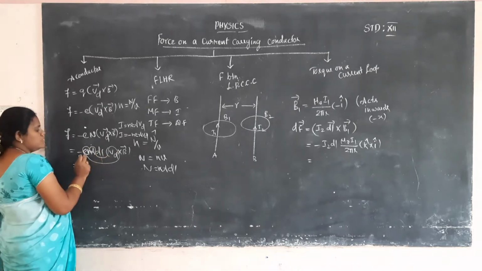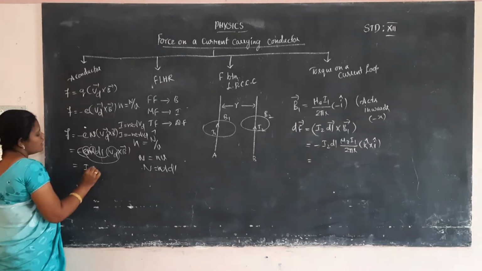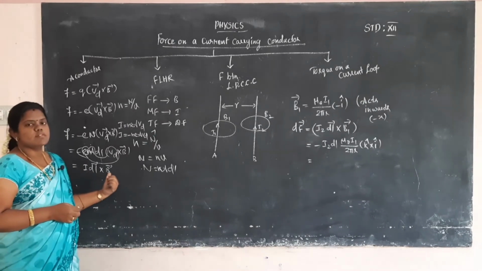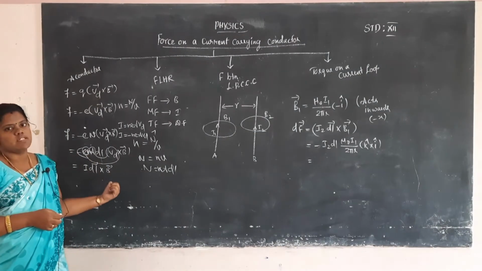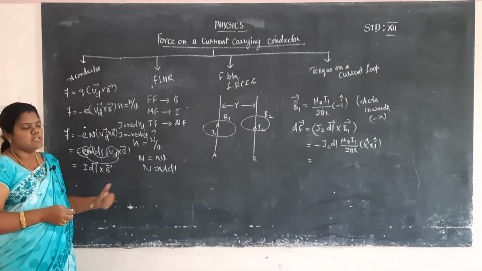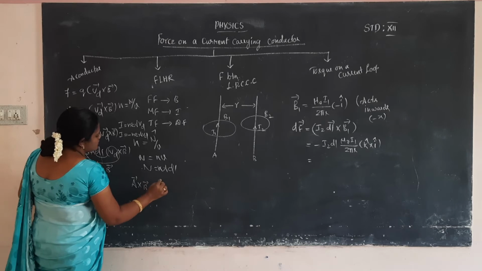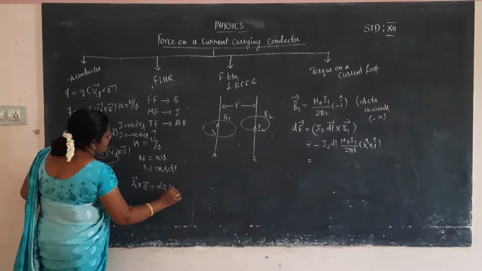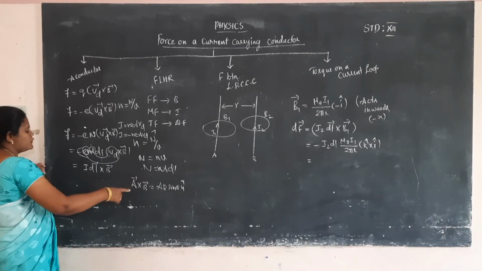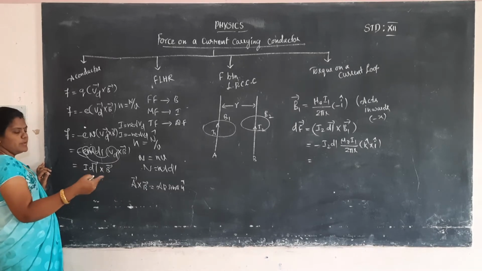So instead of nAvd, I put IdL, including a minus sign, IdL vector cross B vector. Already I told that A cross B, the vector product of A and B, is AB sin theta n cap. Already you learned this in the 11th standard second lesson. So the vector product of two terms is equal to AB and sin of the angle between the two vectors.